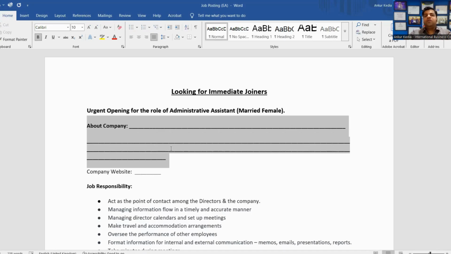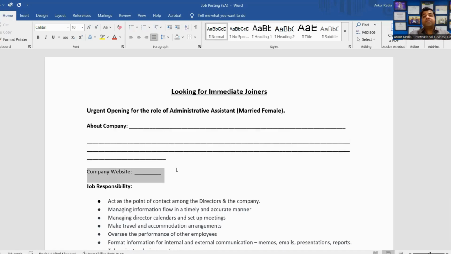Then you should write 3 to 4 lines about the company. When people look to join companies, they do not only look for the designation that they are being offered, they also look at the growth of the company. They also want to understand the environment that they're about to get into. So we should definitely write something nice about the company: what it has been able to achieve, and what the future goals and aims are. Just a summary, 3 to 4 lines is good enough.